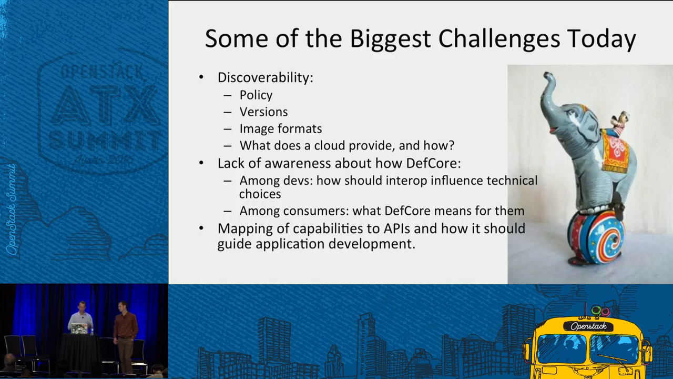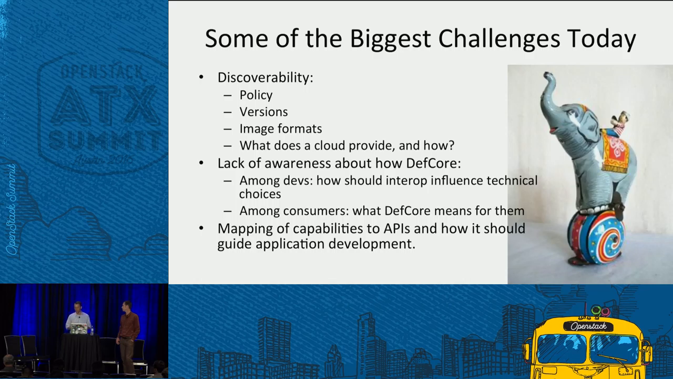Other challenges. We talked about discoverability. We talked about it mostly in the context of policy. There's also versioning that we have to worry about, both of the APIs and of the underlying cloud in some cases, because there may be market differences, not necessarily functionally, but maybe in terms of performance or security of the way that clouds do things between different versions of OpenStack. So that's kind of important as well.